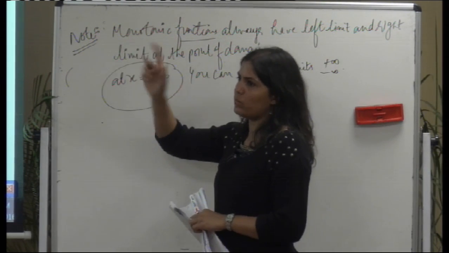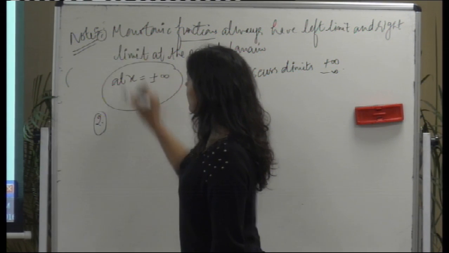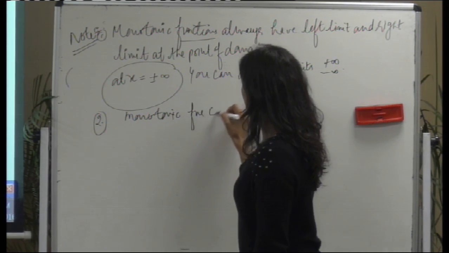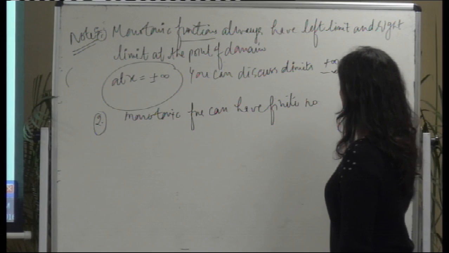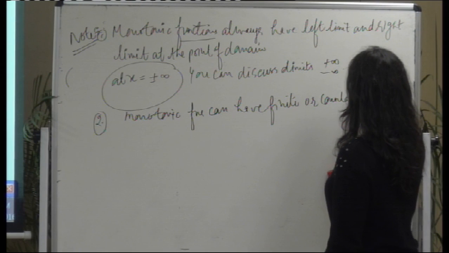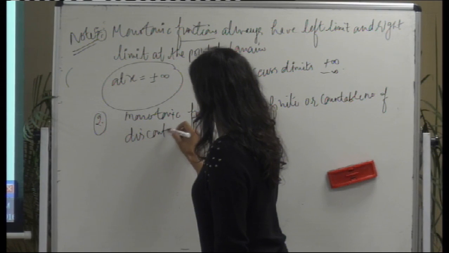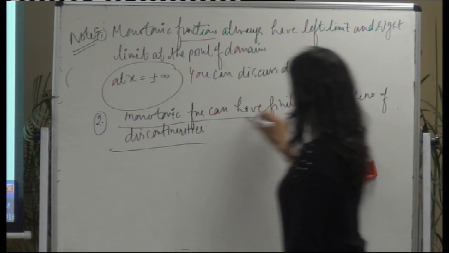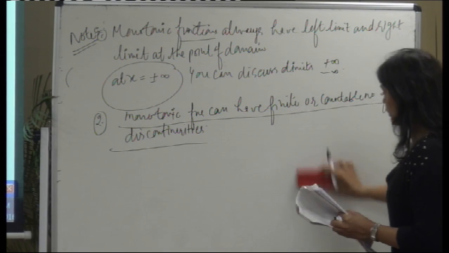At domain points, what will be the limit? The limit will exist 100%. One more thing also: monotonic functions can have a finite number of discontinuities, finite or countable number of discontinuities. If there is any discontinuity, it will be finite.